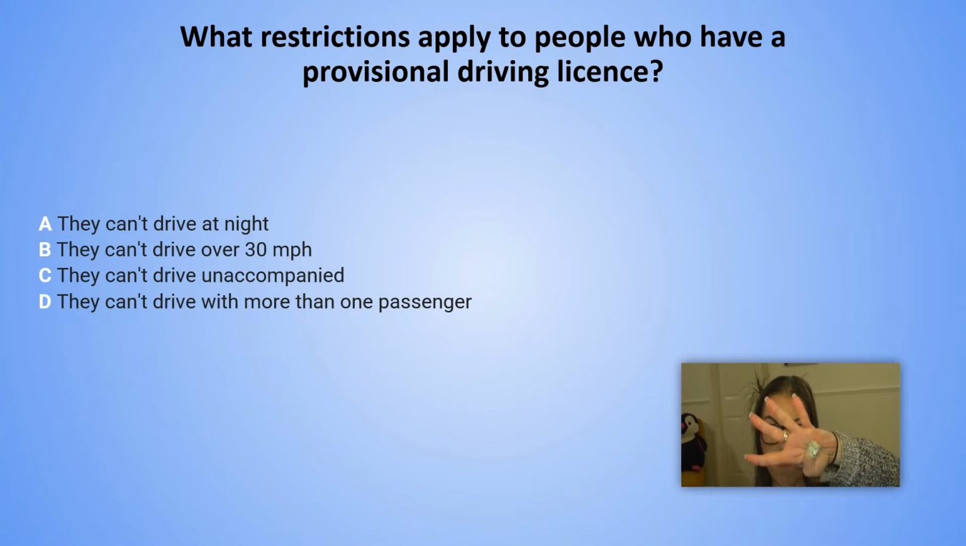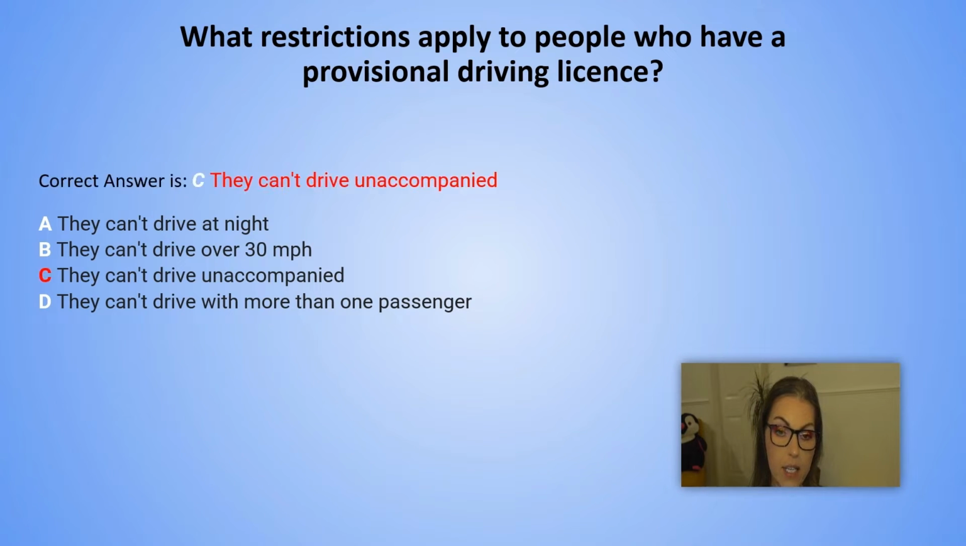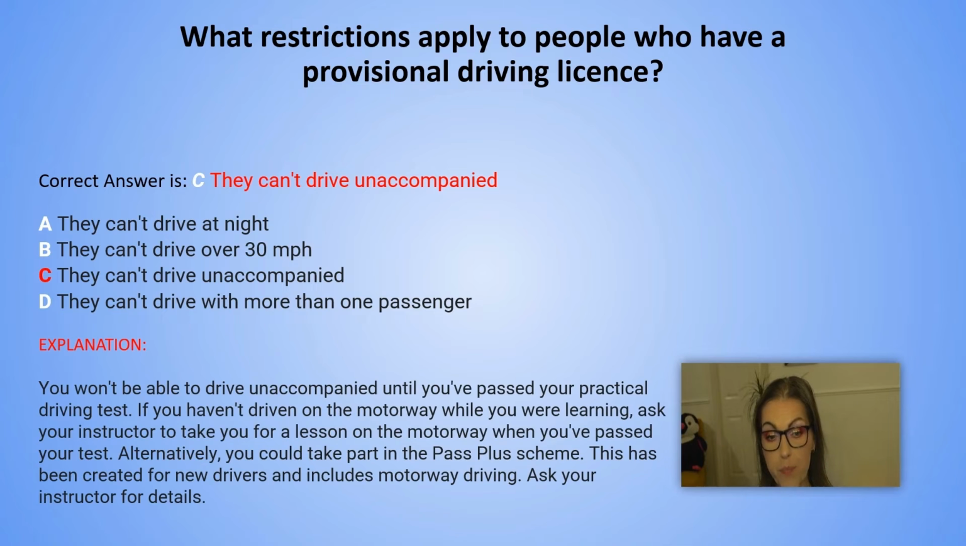5, 4, 3, 2, 1. And the correct answer is C. They can't drive unaccompanied. Explanation. You won't be able to drive unaccompanied until you have passed your practical driving test. If you haven't driven on the motorway while you are learning, ask your instructor to take you for a lesson on the motorway when you've passed your test.